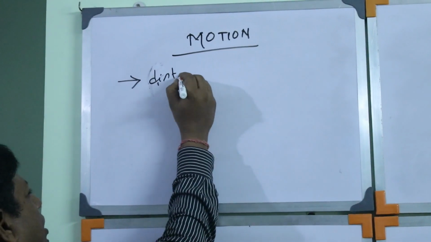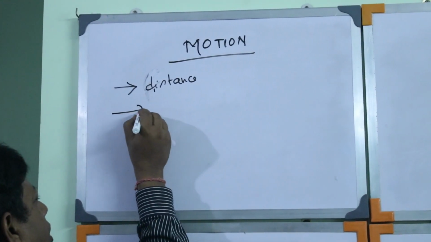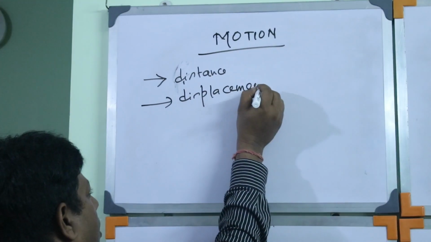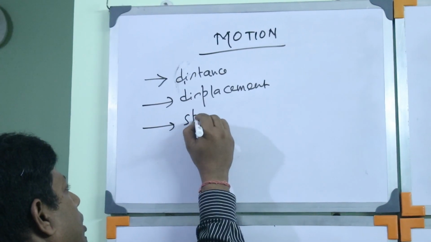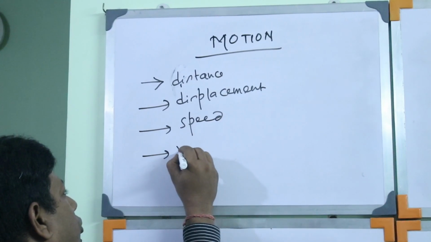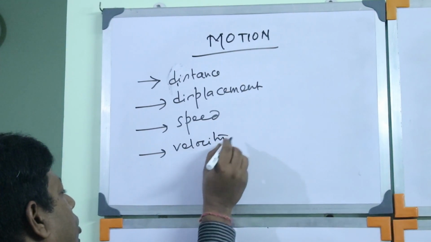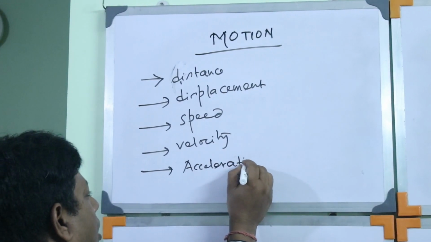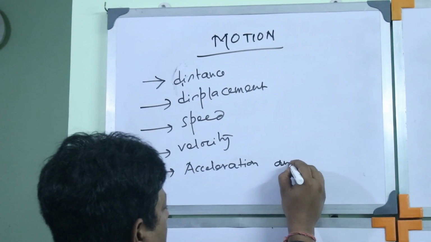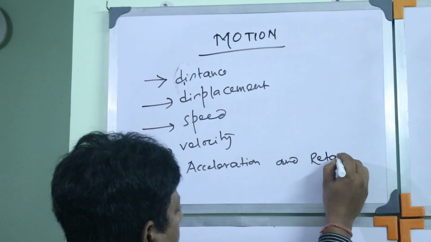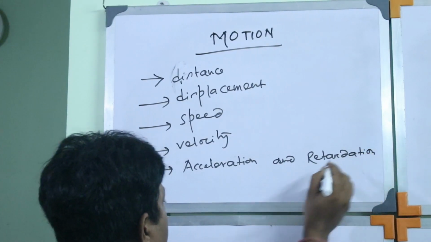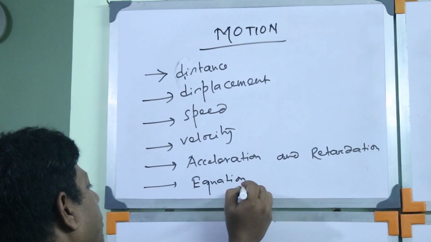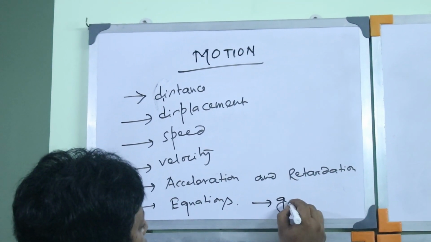Tense, second one displacement, third one speed, fourth one velocity, acceleration and retardation. Different equations and graph.